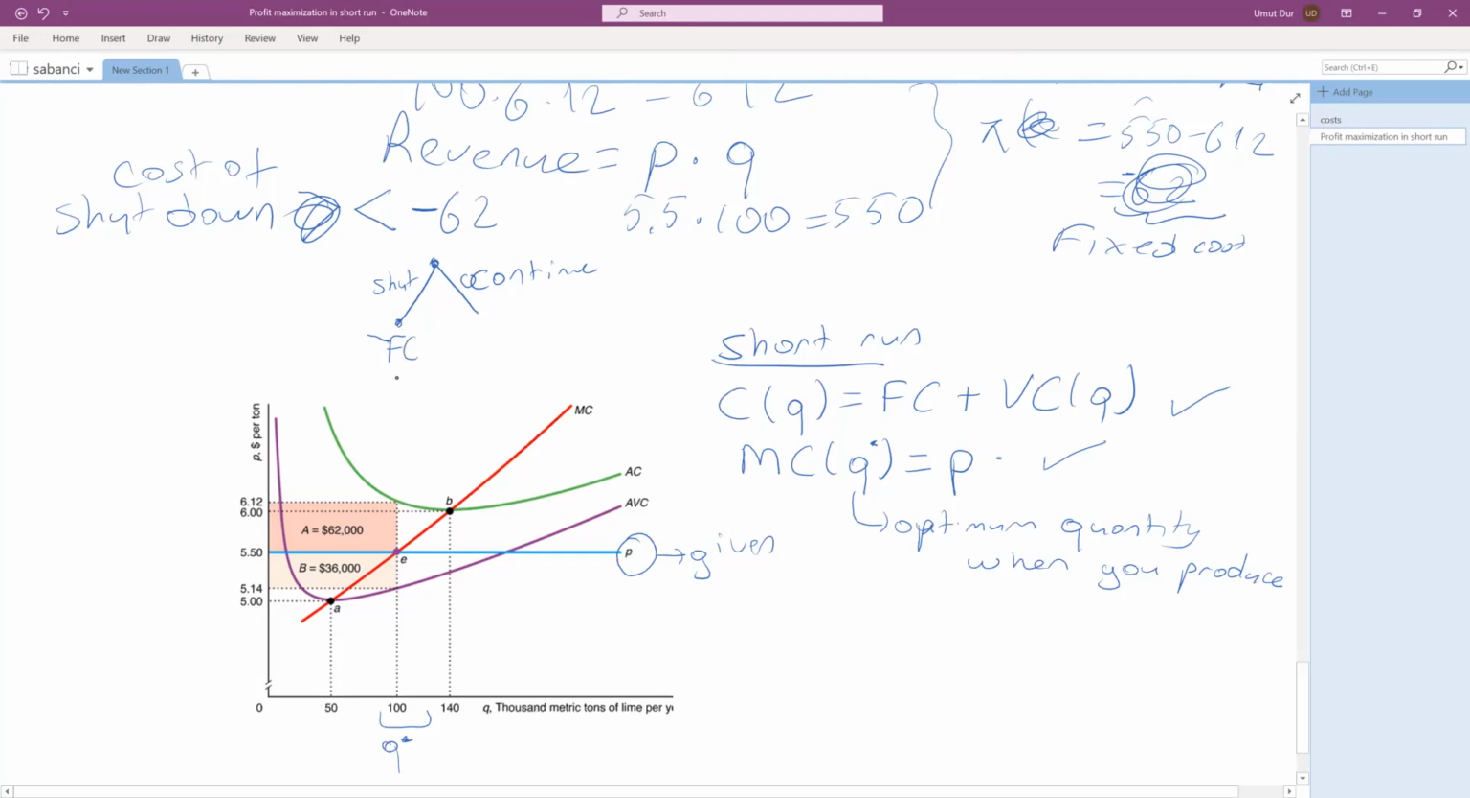Your profit is minus fixed cost. Then you compare that with your maximum profit when you choose to produce Q star.